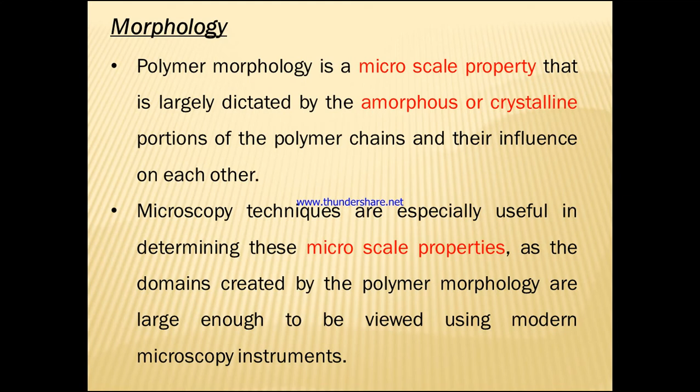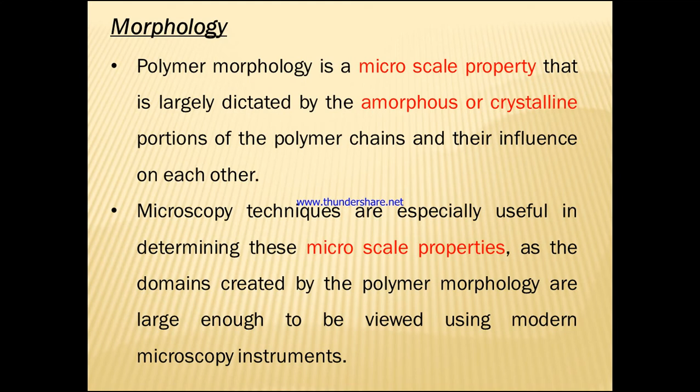Microscopy techniques are especially useful in determining these micro scale properties. When we have a micro level or a nano level, we prefer the scanning electron microscope. The optical microscope cannot be used for the nano level; it can be used for the micro level, whereas for nano levels we go for scanning electron or transmission electron microscopes.